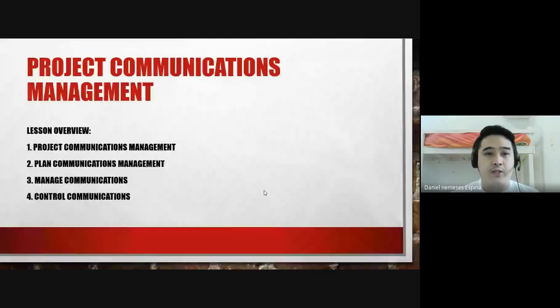Okay, so a lesson overview for this topic. First, we have the definition of project communications management and what the processes involved are. Second, you have plan communications management. Third is manage: after planning, how to manage those communications. And fourth is how to control the communications.